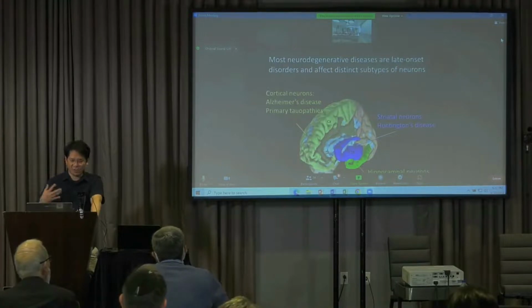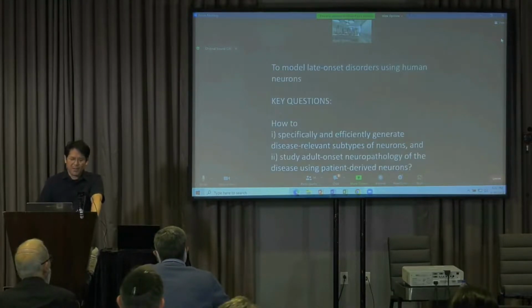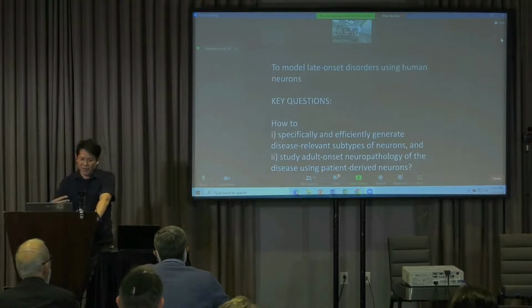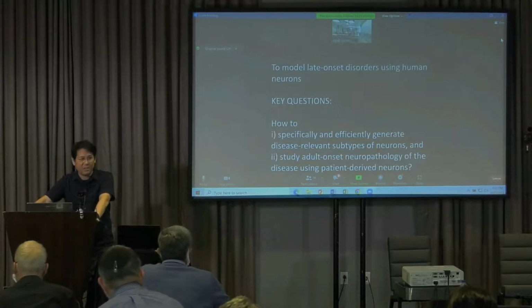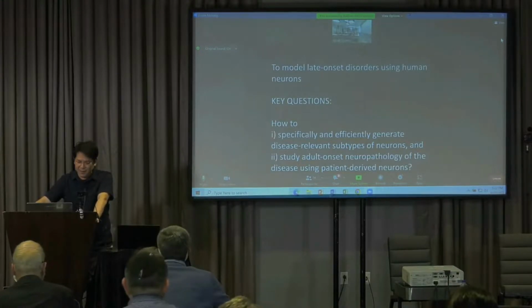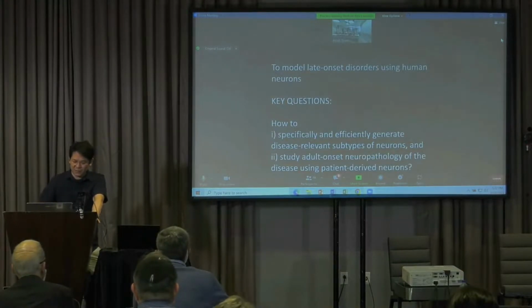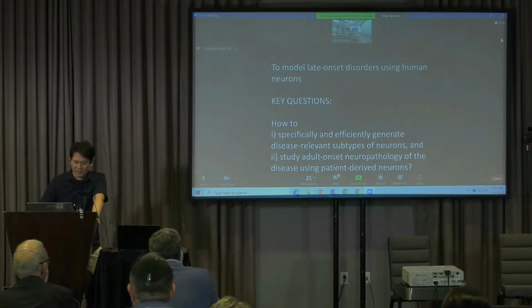For that we try to generate striatal neurons, medium spiny neurons. At the same time, we'd like to answer a few key questions. So if we can model the adult onset of the disease, how do we specifically and efficiently generate human neurons that are disease-relevant subtypes of neurons? And how do we use these neurons to study adult onset neuropathology of the disease?